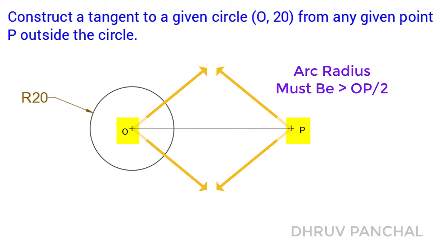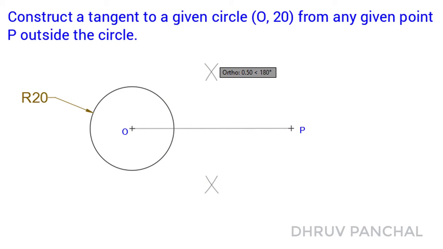Now, with the help of compass, bisect line OP using perpendicular bisector method. The video link of perpendicular bisector method is also provided in description. Name the intersecting points of an arc by point M and point N. Now connect this point M and point N with the help of line. Mark point Q where line MN cuts line OP.